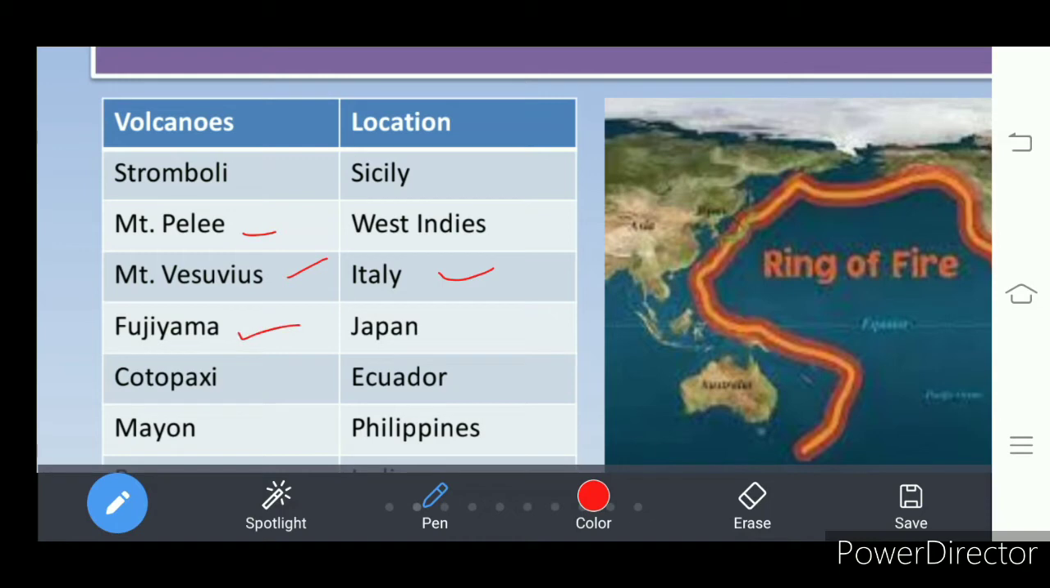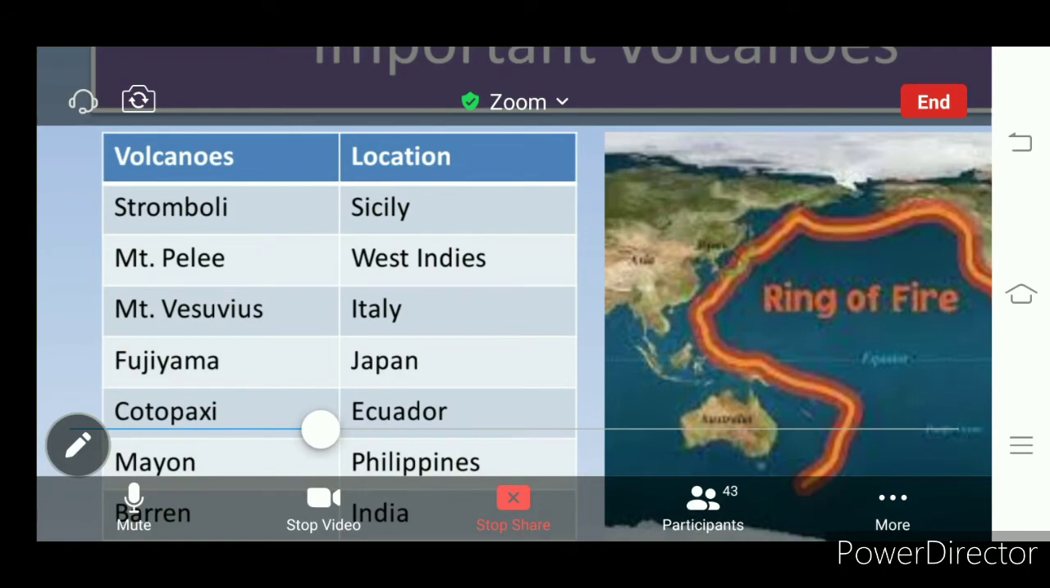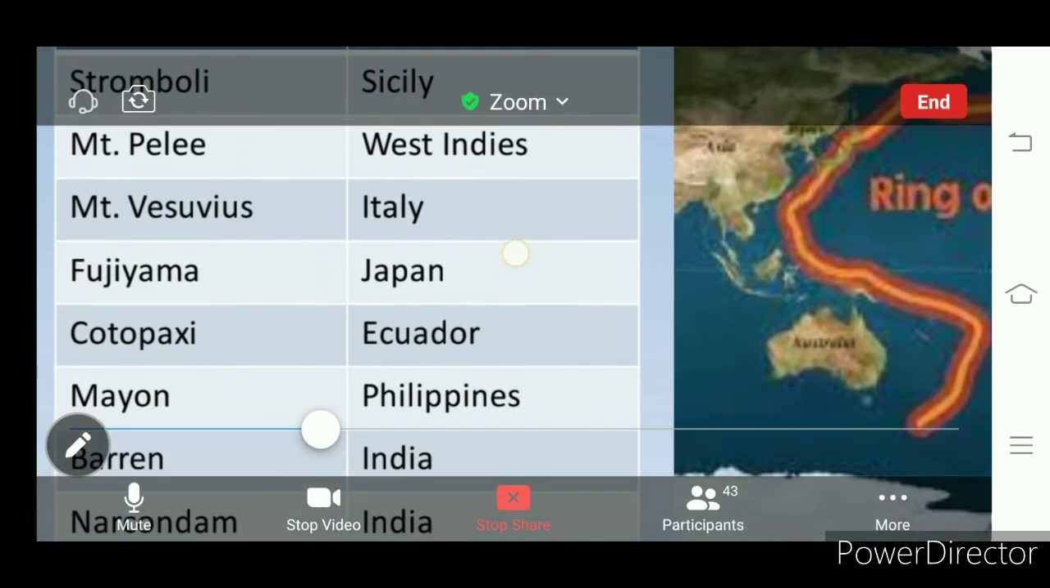Fujiyama. It is the name of a volcano and it is in Japan. Cotopaxi. It is in Ecuador. This is in South America. Cotopaxi is a volcano. It is in Ecuador. Ecuador is a country in South America. Next, Mayon. This is located in the Philippines. So these all are some important volcanoes present in the world.